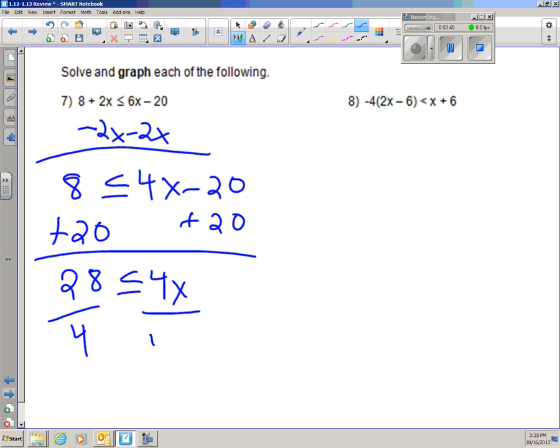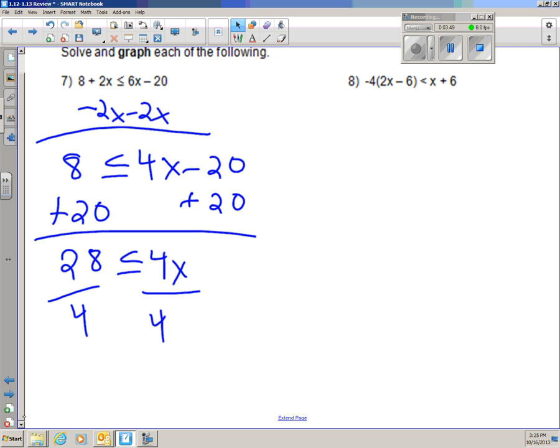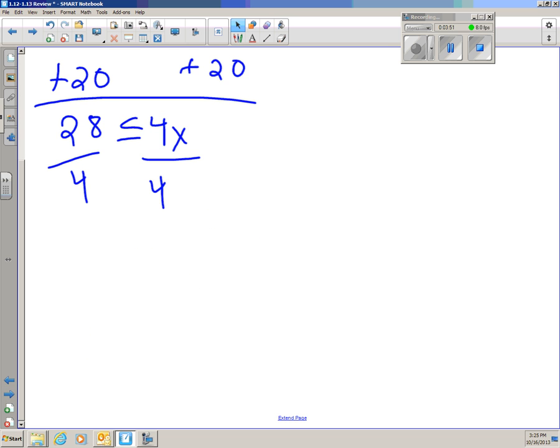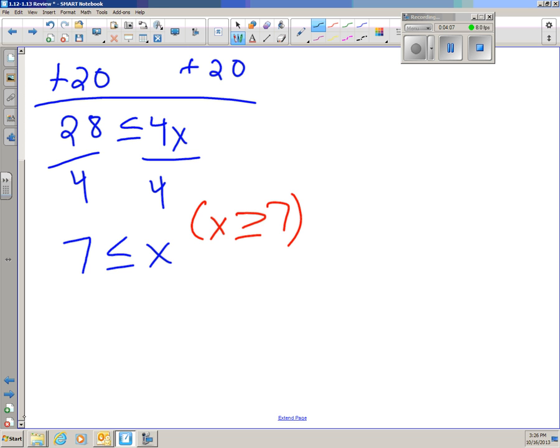Divide both sides by 4. I'm not dividing by a negative, so I don't need to reverse any symbol. You're going to end up here with 7 is less than or equal to x. Understanding that if 7 is less than or equal to x, I can rewrite it and say x is more than or equal to 7. I didn't reverse any symbols. I just rewrote the inequality.